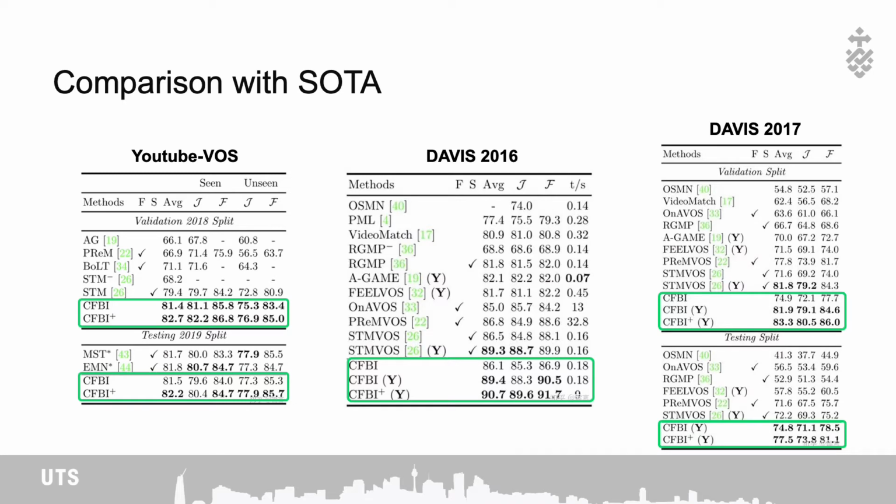Here is the comparison of our method with other state-of-the-art methods on three popular benchmarks. We can see that our work achieves the best performance on all three benchmarks.